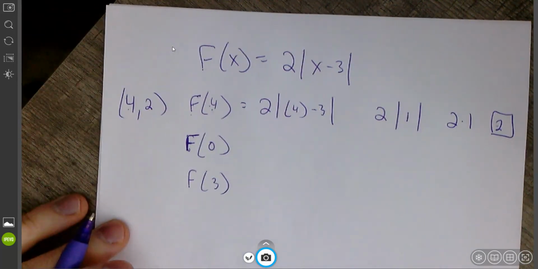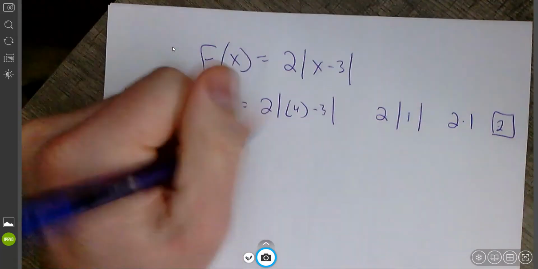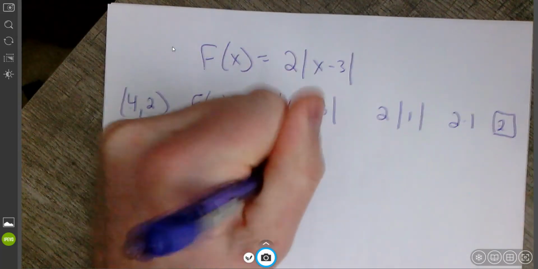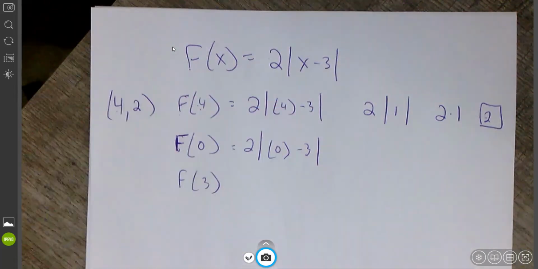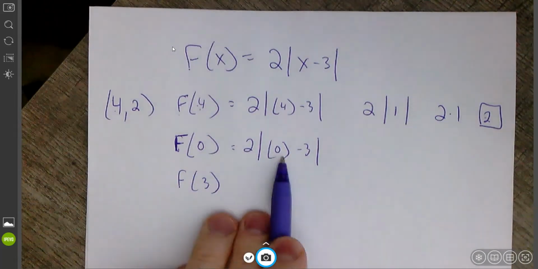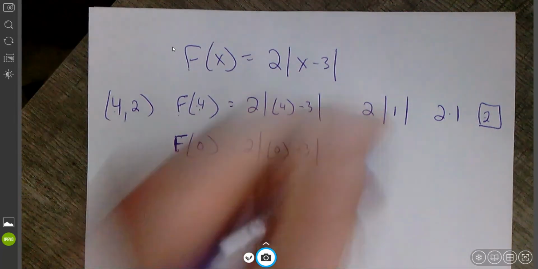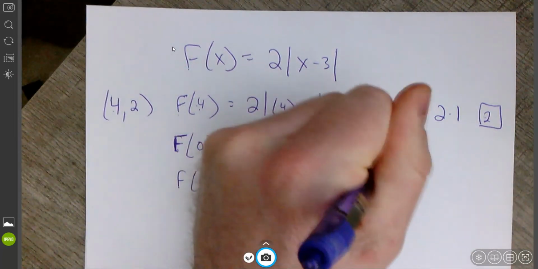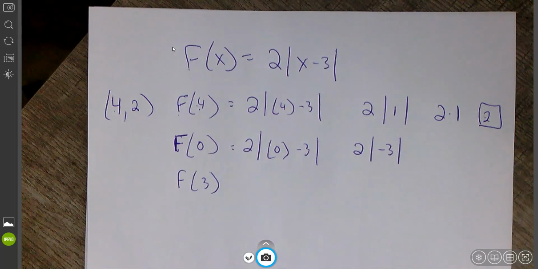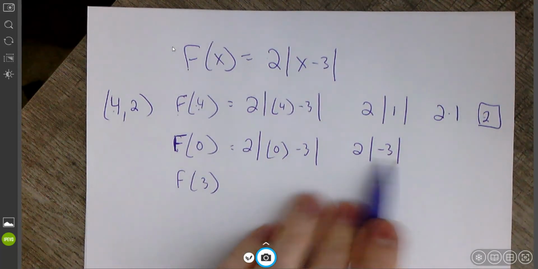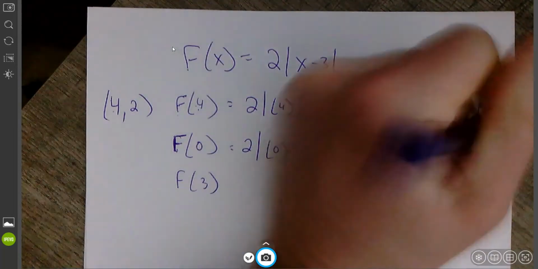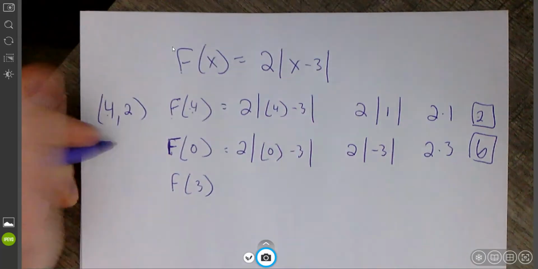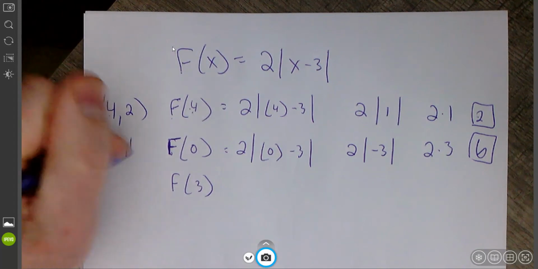Let's try it with 0. If I plug in a 0, so that would equal 2. Take the x out and put parentheses in its place. A 0 goes in the parentheses. Now we start evaluating. 0 minus 3. That's -3. So we're at 2 times the absolute value of -3. The absolute value of -3 is just a +3. This becomes 2 times 3, which is 6. Awesome. That would be the point 0, 6.